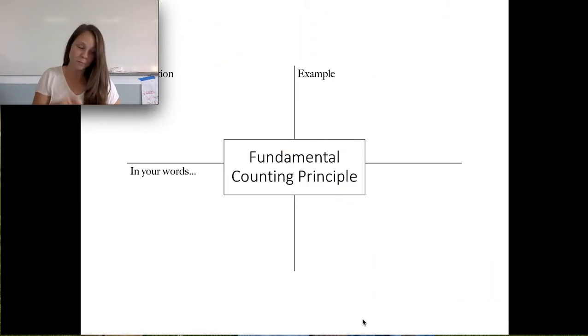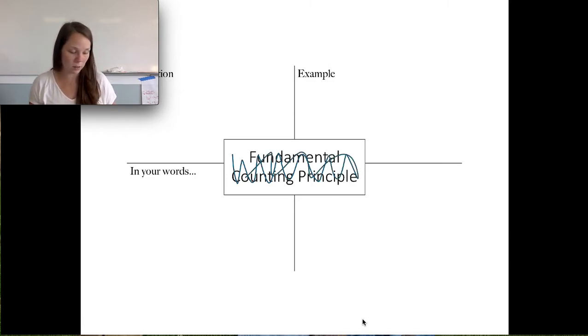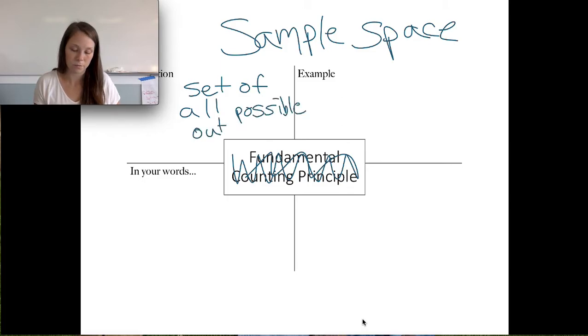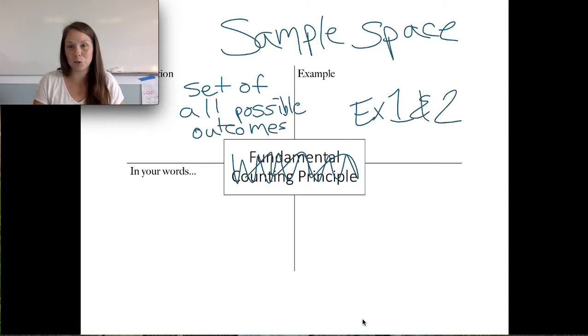All right, the next one, I know this one says fundamental counting principle, but I already had the definition typed on that last slide. So we're going to change this one to be sample space. So this is going to be the definition for sample space, and it is the set of all possible outcomes. And when we look at examples 1 and 2 in the notes, we'll be going through finding sample space.